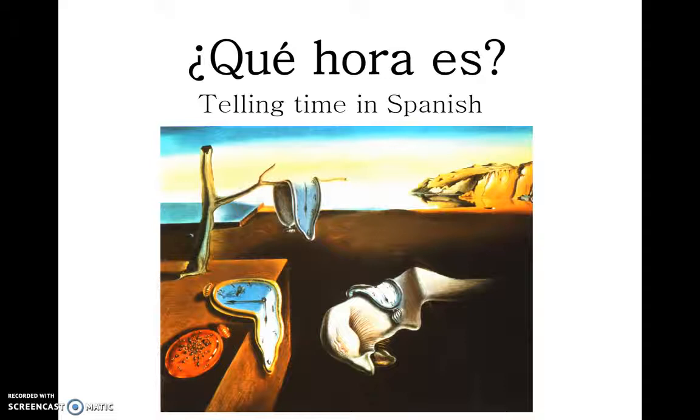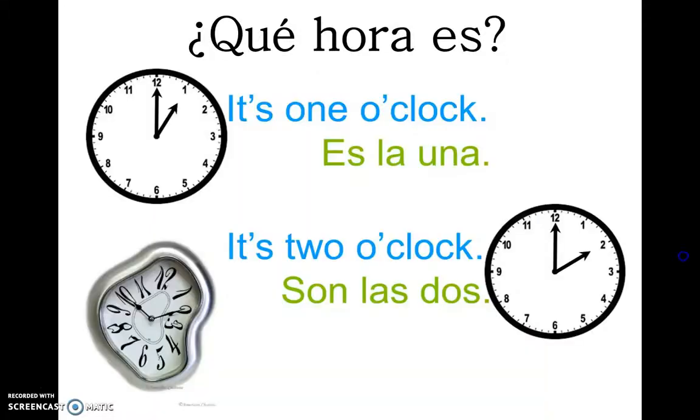Telling time in Spanish. What hour is it, is the question. To ask what time it is in Spanish, you say qué hora es. Literally, what hour is it? As you can see by this painting by the famous Spanish artist Salvador Dalí, telling time in Spanish can be a little bit complicated, but now that you know your numbers, it should be fairly easy for you.